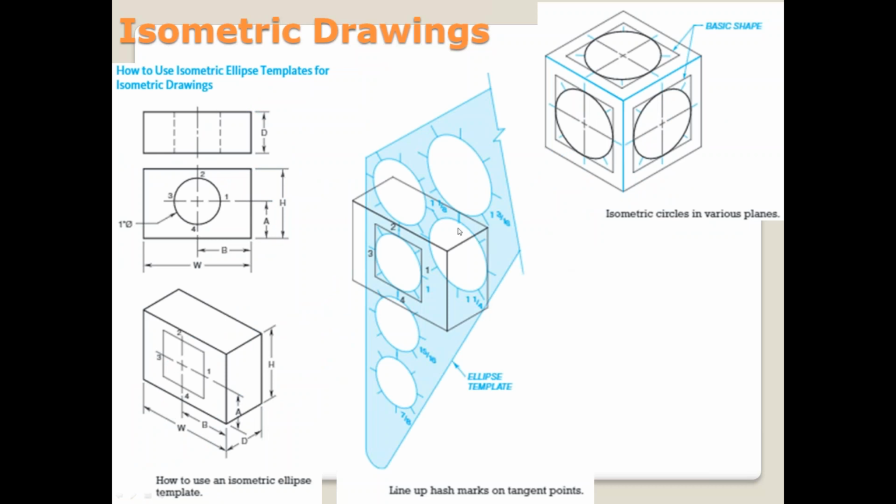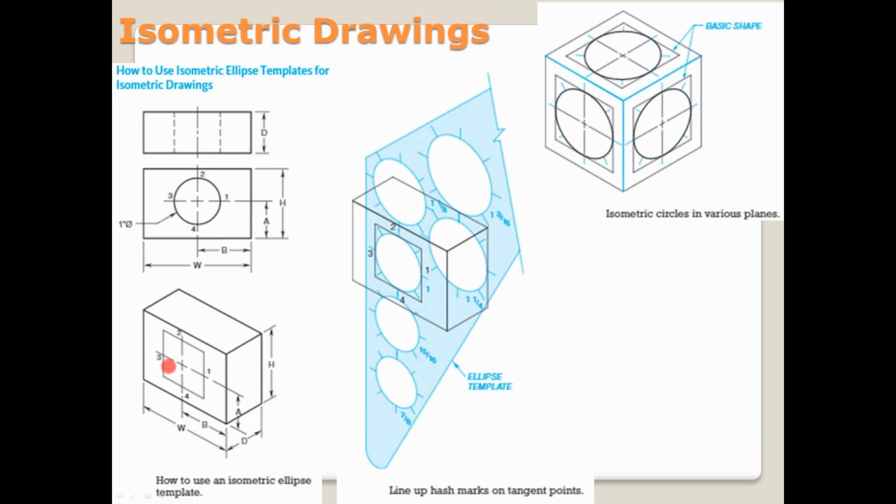So this is another way of drawing the isometric ellipse template for isometric drawing. Given a circle with a 1 inch diameter, the first thing you want to do is to draw the basic shape. This is your basic shape with your height, depth, and width, and then draw your center line.